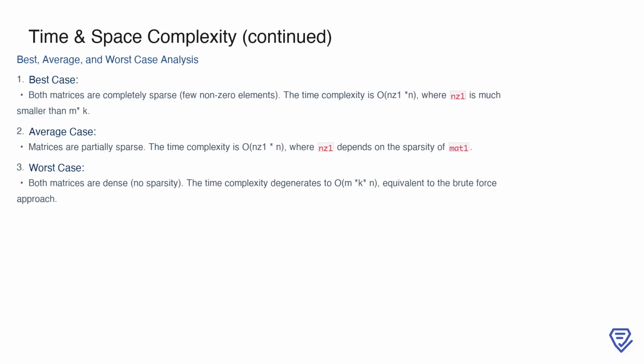In the average case, the matrices are partially sparse, and the time complexity remains O(nz1 * n), with nz1 depending on the actual sparsity of mat1. In the worst case, the matrices are dense and contain no sparsity, causing the algorithm to revert to the same time complexity as the brute force approach, which is O(m*k*n). This variability highlights the efficiency gains of the optimized solution, especially when dealing with sparse data, while acknowledging that its performance aligns with traditional methods when sparsity is absent.